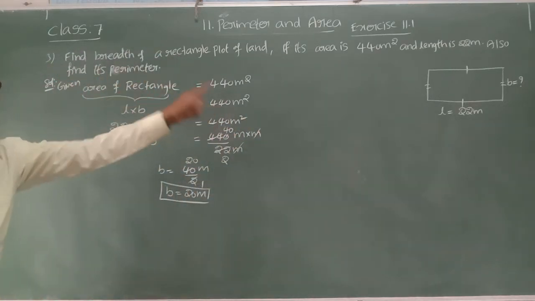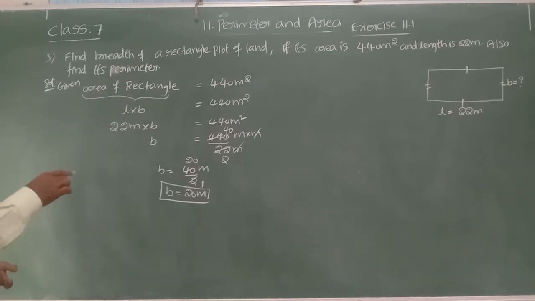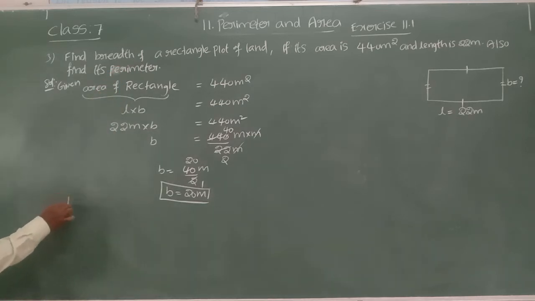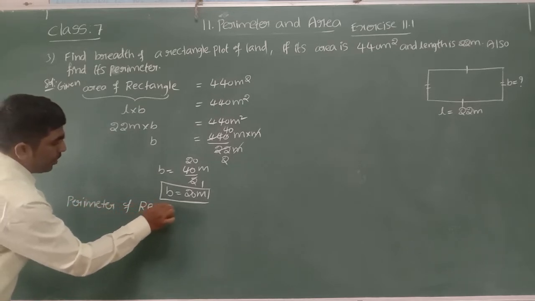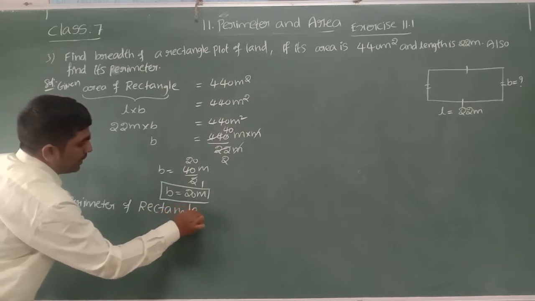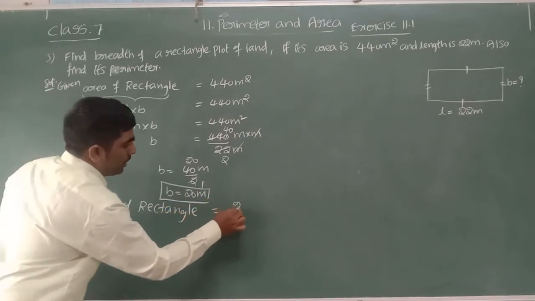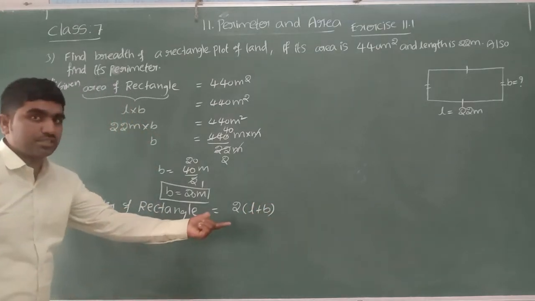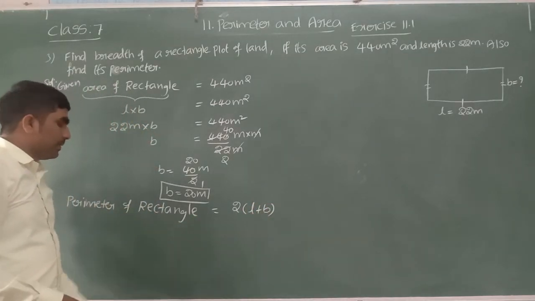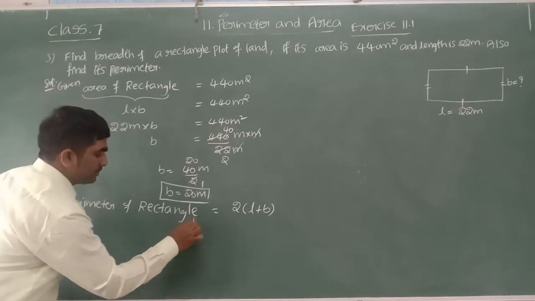Not only breadth, also find its perimeter. Whose perimeter? Rectangular plot of land. Yes, we are asked to find the perimeter of the rectangle also. Now we need to find the perimeter of the rectangle. What is the formula I gave you to find the perimeter of a rectangle? I gave you 2 into (L plus B). We know the value of length and breadth, just you can substitute it. We get the perimeter of the rectangular plot.